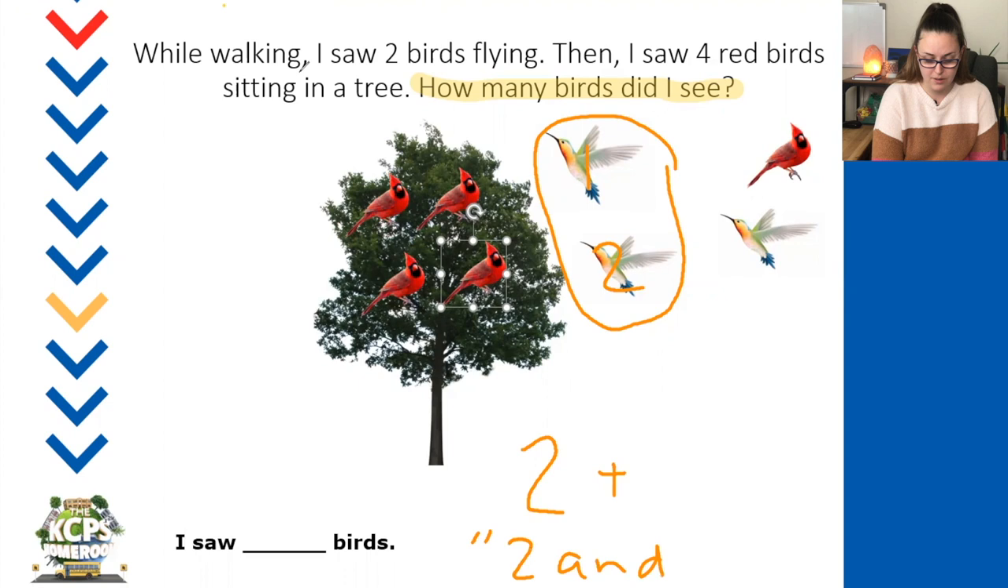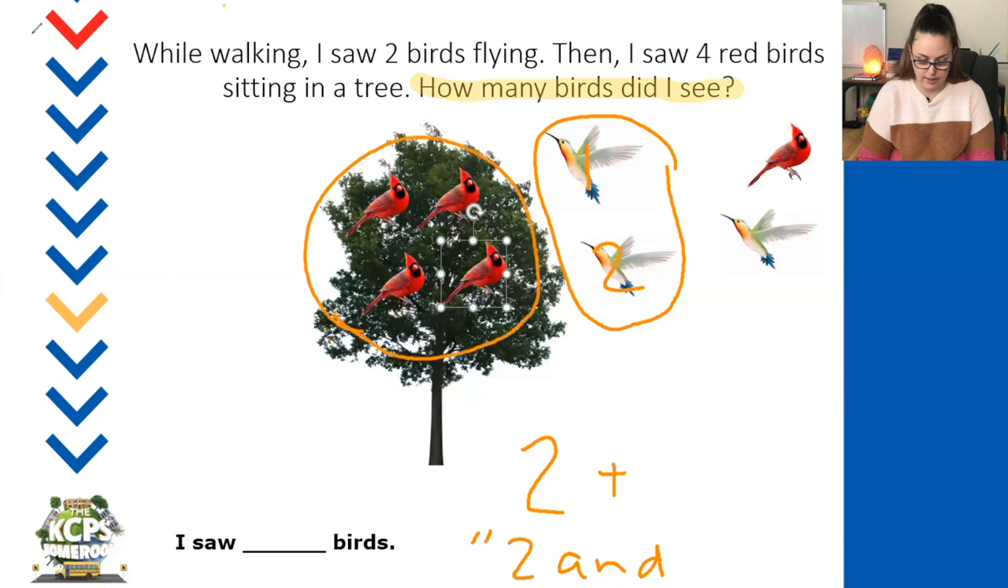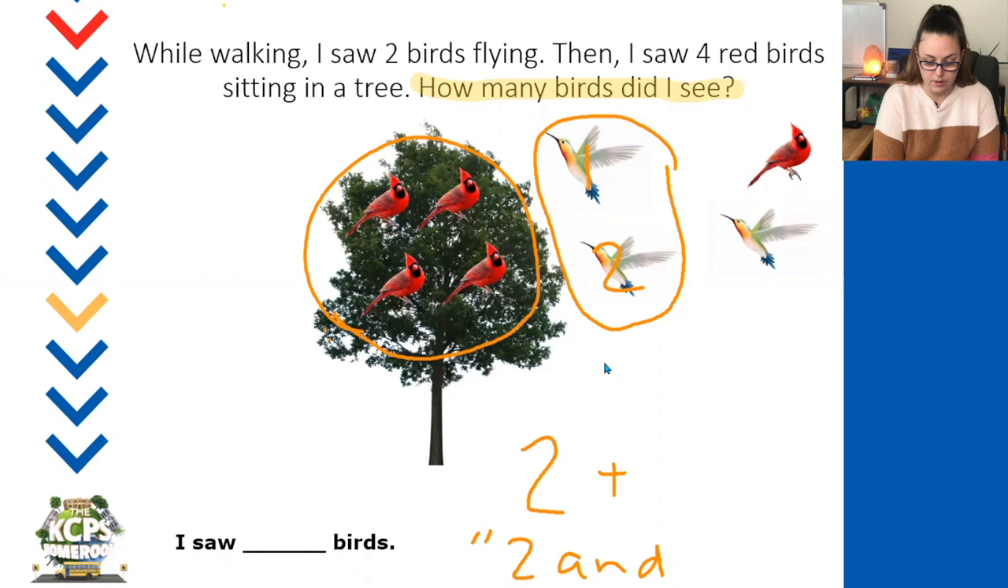So the next part says, then I saw four red birds sitting in a tree. So we can think about the problem, or we can count this group of red birds sitting in the tree. And we know that there are four red birds in the tree. And if you don't remember that from the problem, you can count them.